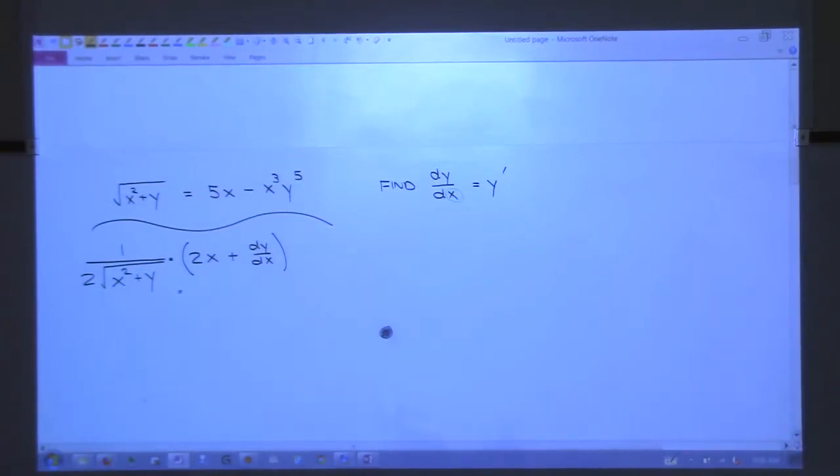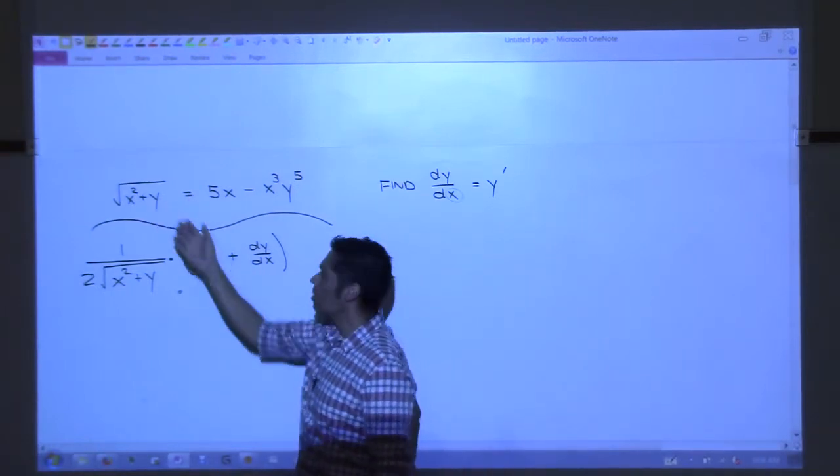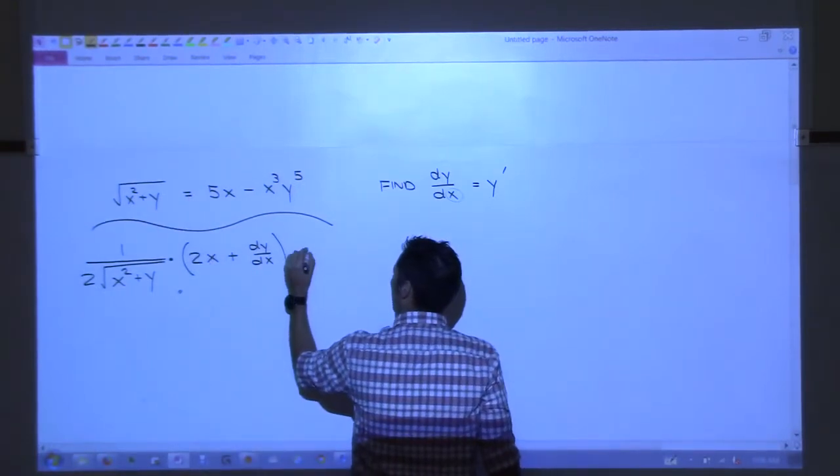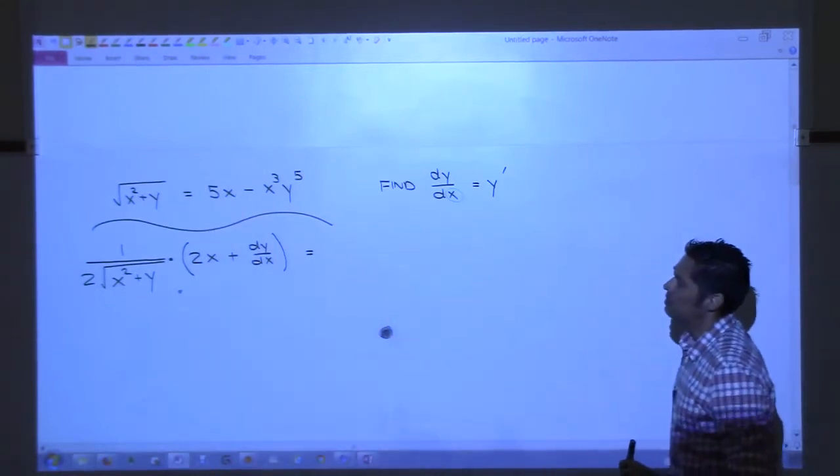All right. I close the parentheses because I'm done, right? Left side's done? Okay, equals. Now, the derivative of 5x with respect to x is just 5.